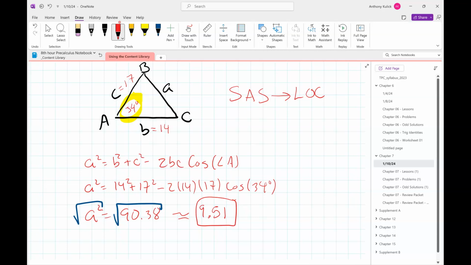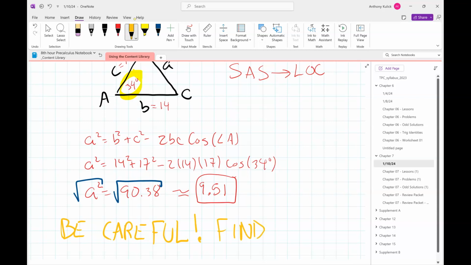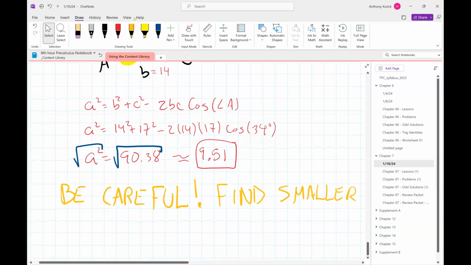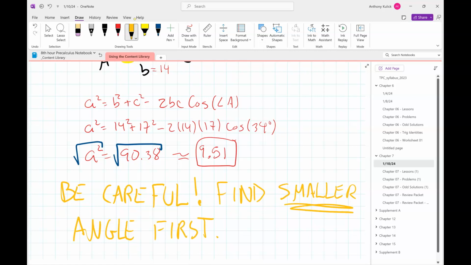Everybody feel good? So far, so good? Now I'm left with solving angle B and angle C. The order in which we solve our angles does matter. In this case, we need to find the smaller angle first. I'm going to write that real big.